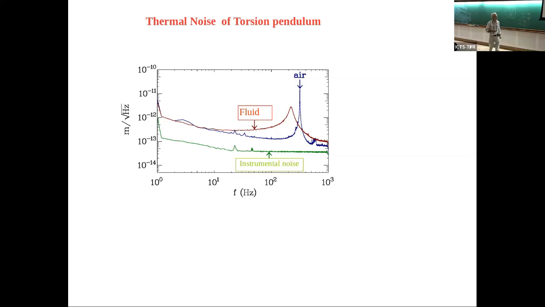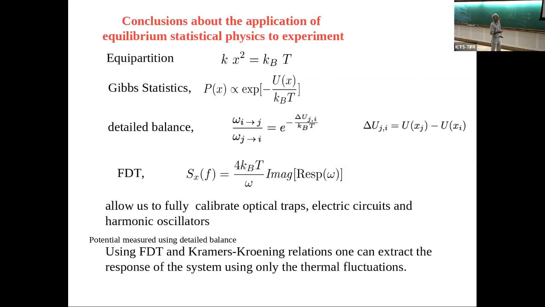Other questions? Okay, so let me summarize what I wanted to say about equilibrium statistical physics and experiment. What I hope I gave you as the main message is that there are laws of standard equilibrium thermodynamics that are commonly used in the lab in order to calibrate experiments. What we have used is just equipartition, the Gibbs statistics in order to reconstruct the potential, or the detailed balance, again to construct the potential. Then the fluctuation dissipation theorem allows us to relate the imaginary part of the response to the spectrum of the fluctuations. And all this allows us to calibrate optical traps, electrical circuits, and harmonic oscillators.